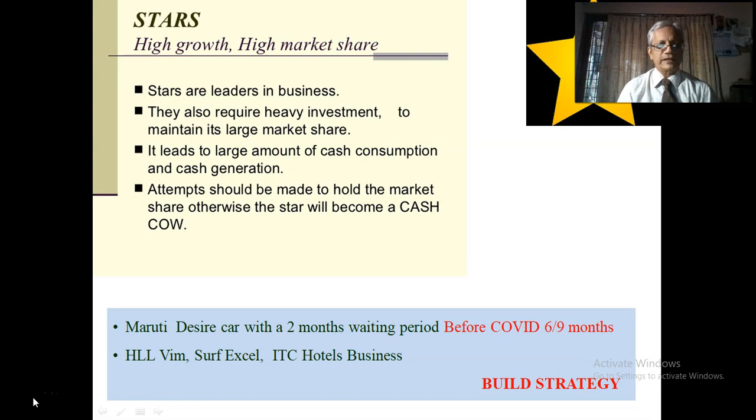Maruti Dzire car is a very classical example under the category. Earlier, the Maruti car had a waiting period of about 6 to 9 months, even with all the global competition. But today, with COVID and all that, the waiting period has come down to about 2 months. Probably it will bounce back to the earlier level very soon. Similarly, Hindustan Lever's Vim, Surf Excel, and ITC's hotel business all typically come under the category. Normally, the strategy followed is called the build strategy.